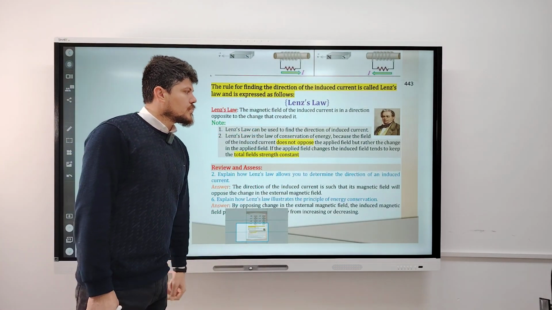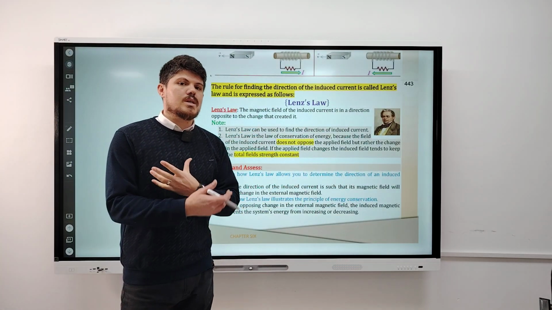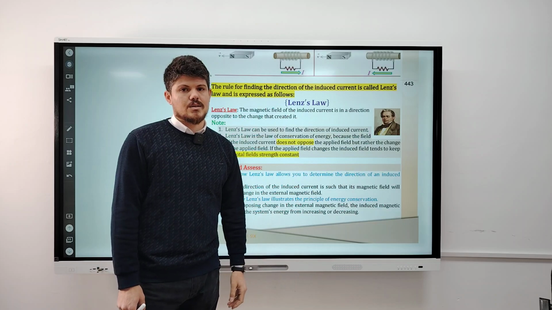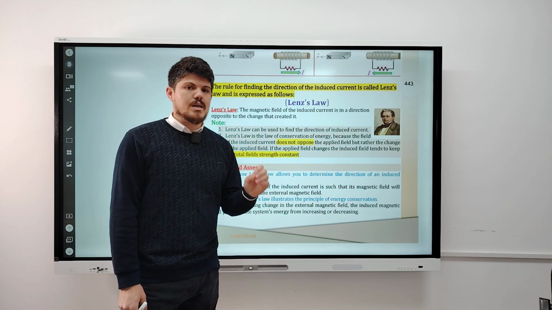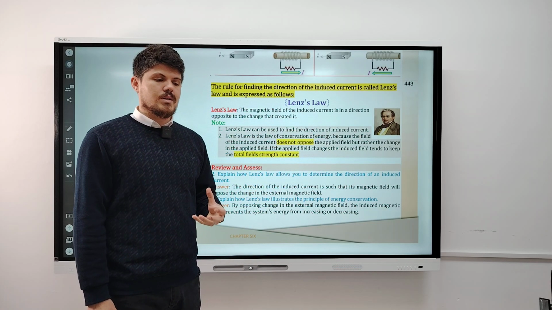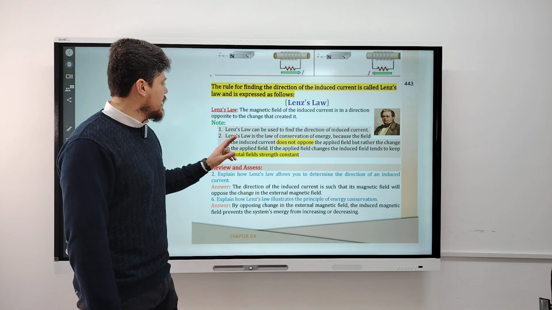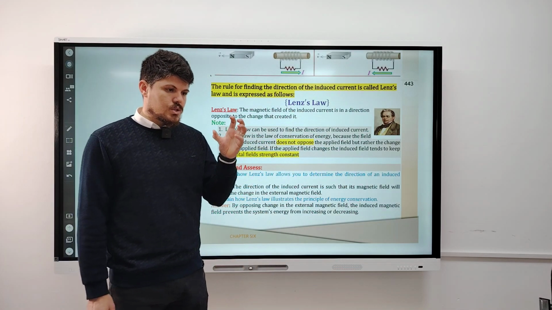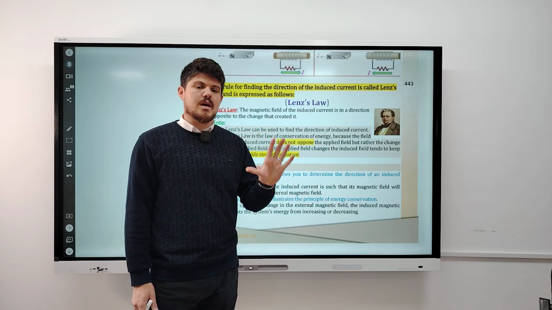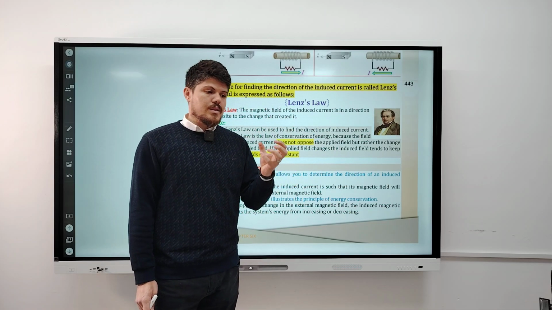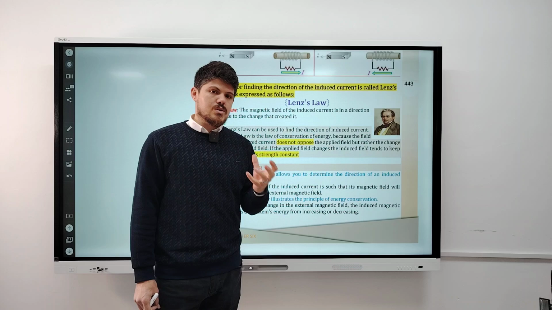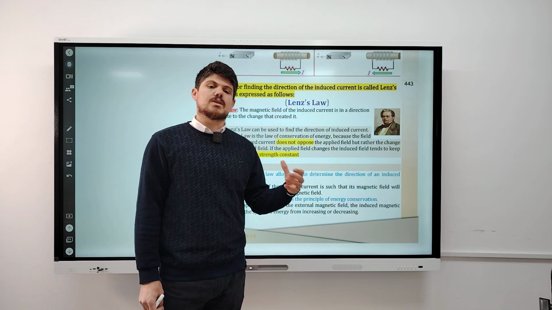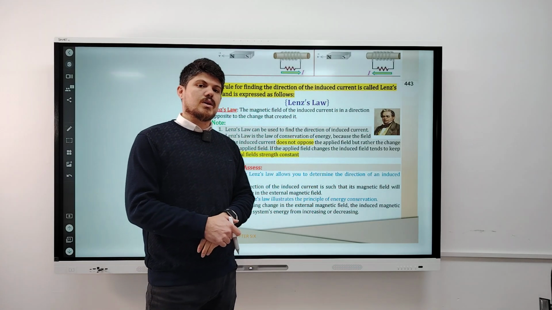Lenz's law can be used to find the direction of the induced current, not its magnitude. Okay, Lenz's law provides information to find what? Direction, not magnitude. Lenz's law is the law of conservation of energy. Why? Because the total magnetic field stays constant. The magnetic field of the induced current and the magnetic field of the external field together are constant.